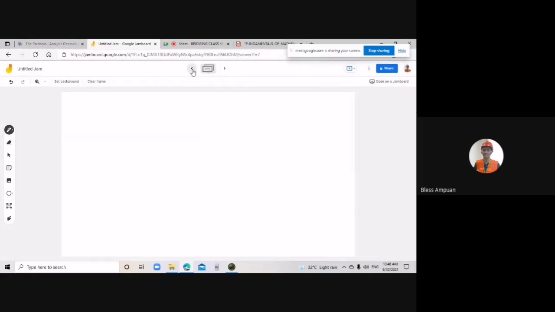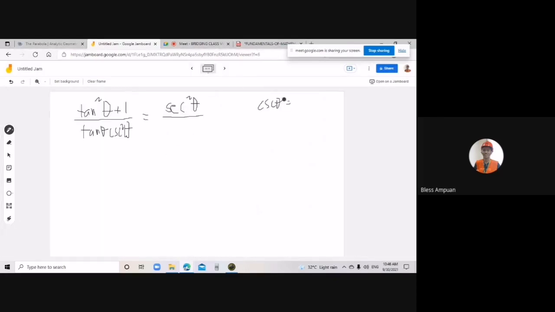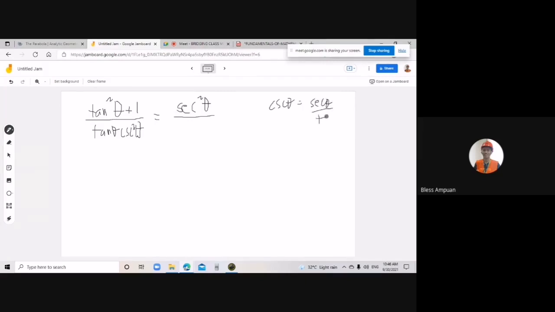Now, we can use this one. Cosecant is equal to secant theta over tangent theta. So for tangent theta times cosecant squared theta, if we square it, therefore we could say that cosecant squared theta is equal to secant squared theta over tangent squared theta. If there is a square, everything has a square. So we can substitute this one in here. Therefore, secant squared theta over tangent squared theta.